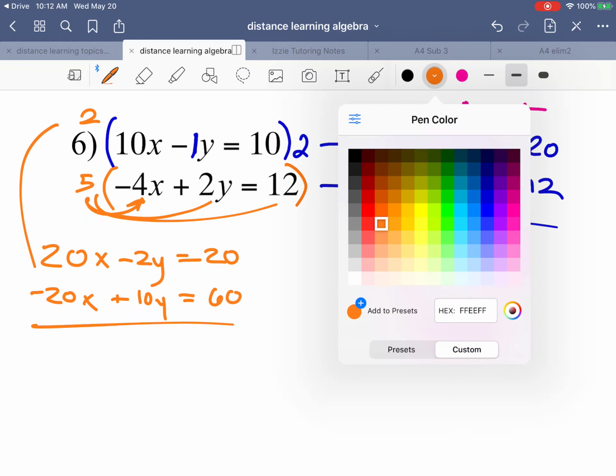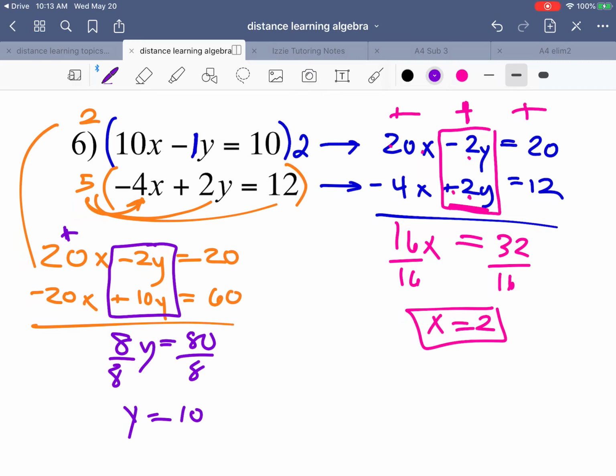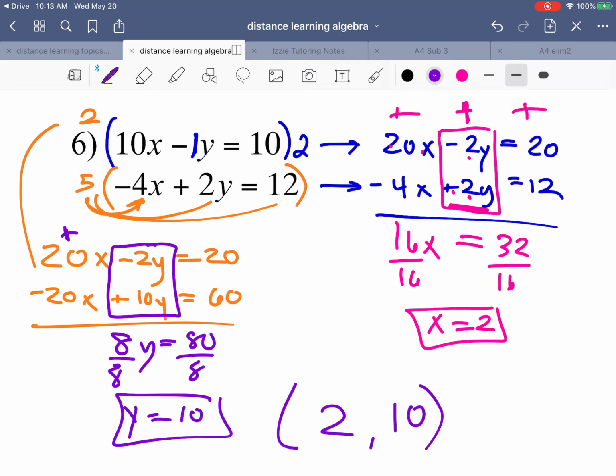And if I look at this and add these two, I know the x values cancel. If I add the y's together, negative 2y plus 10y is 8y, and then 20 plus 60 is 80. Again, a simple one-step equation from here. Divided by 8 gives me y equals 10, and I have my solution, 2, 10. And that's how you solve elimination problems.